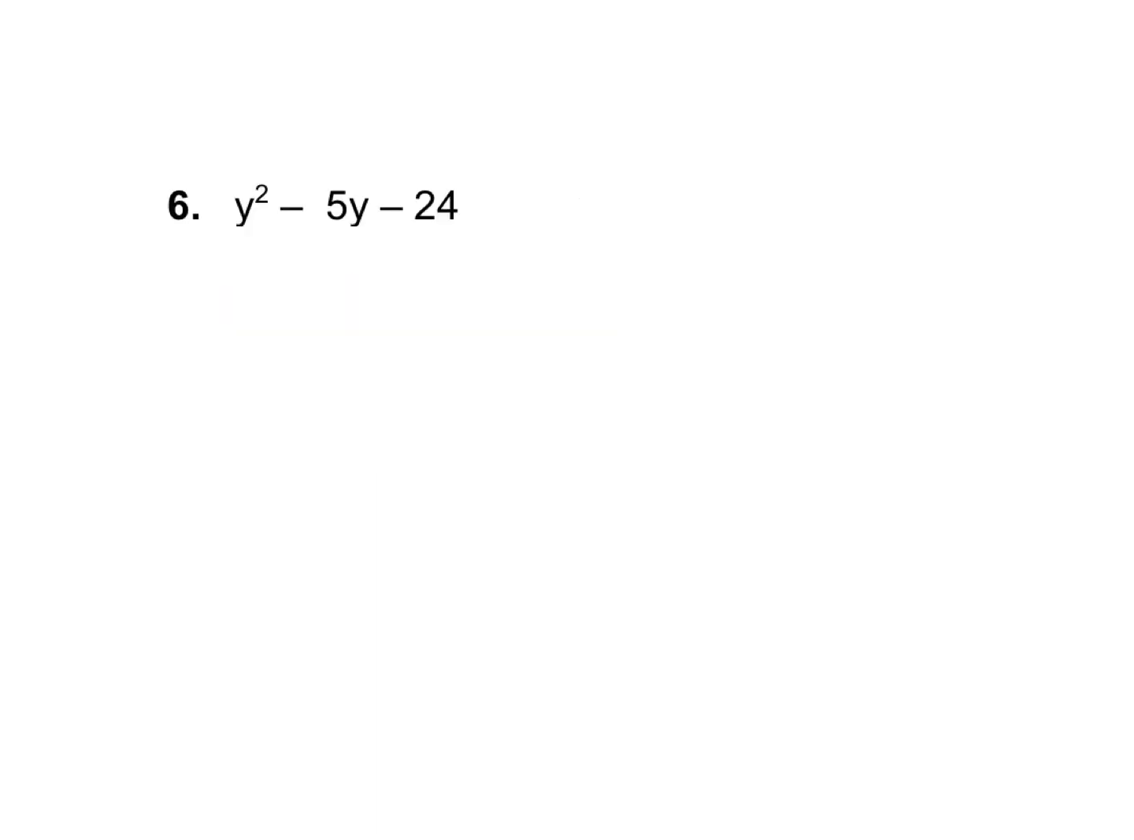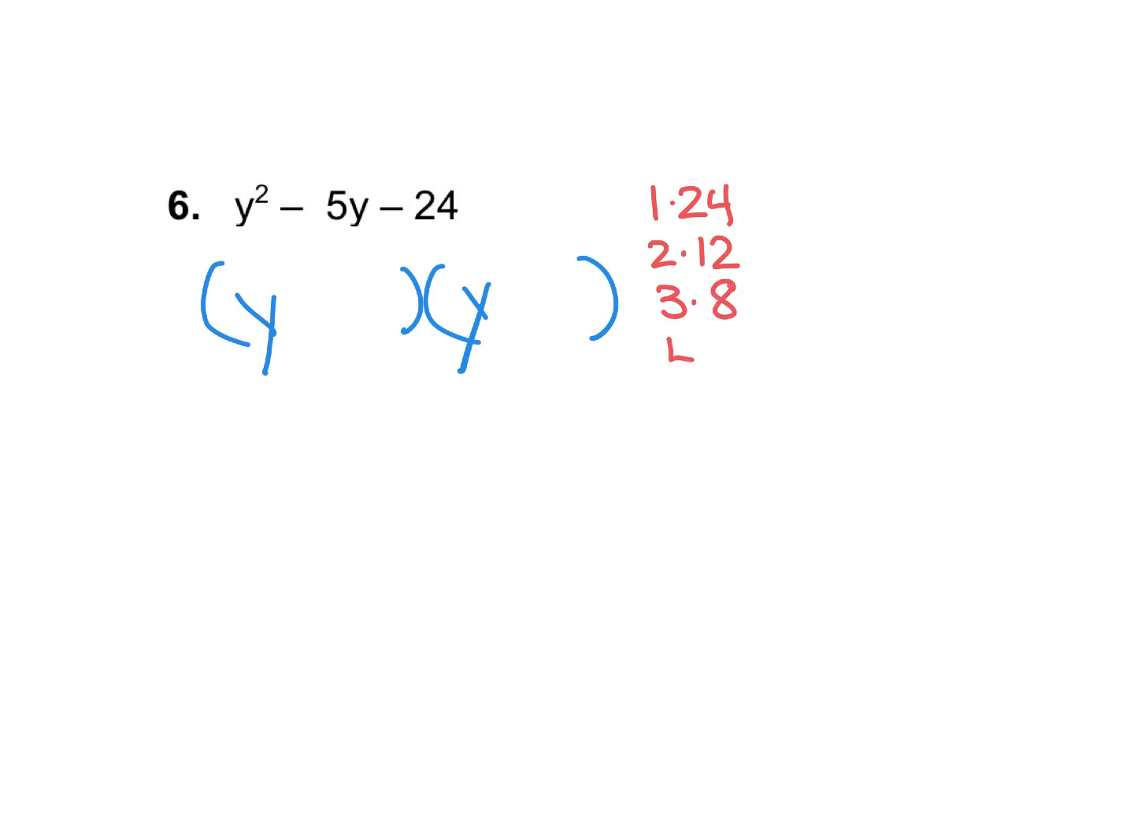All right, we have y squared minus 5y minus 24. So again, we're going to make our two binomials, and I'm going to start with my y and my y. The factors of 24, we would have 1 times 24, 2 times 12, 3 times 8, and 4 times 6. Again, we're trying to make this negative 5y. So I'm going to look at using my 3 and my 8, because I know one could be a negative, one could be a positive. And so I will have 8 and 3.